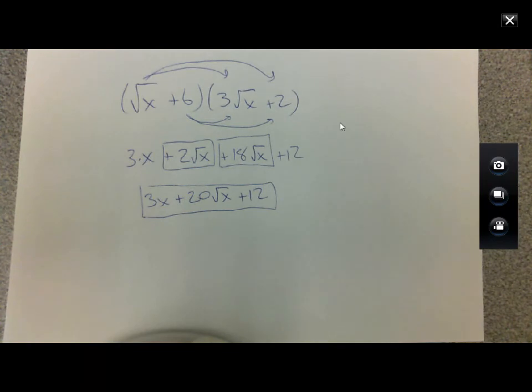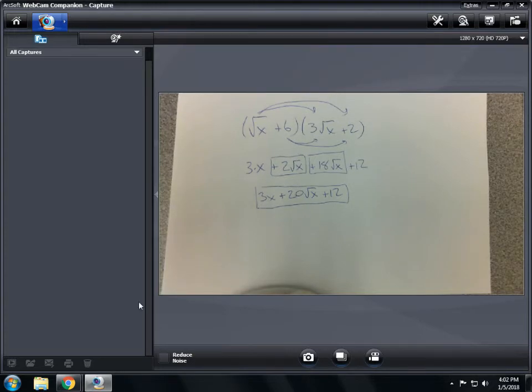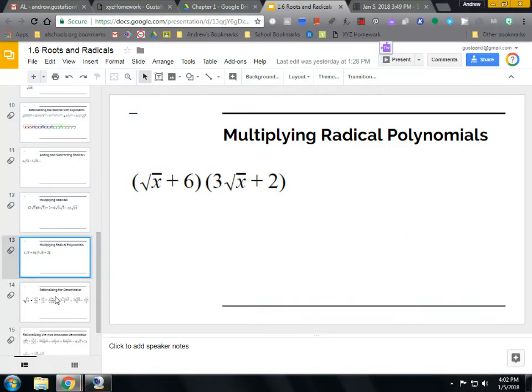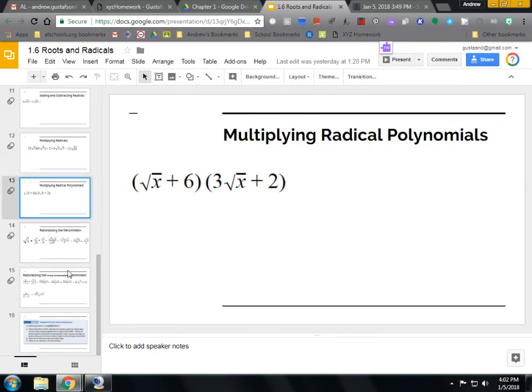So the only difference here between what we did earlier in the chapter with polynomials and what we have here is that the square root of x times the square root of x is just x, not x squared. I'm going to stop it. I only have 2 slides left. However, I think we're going to need a whole new video for those 2 slides. So here we go.